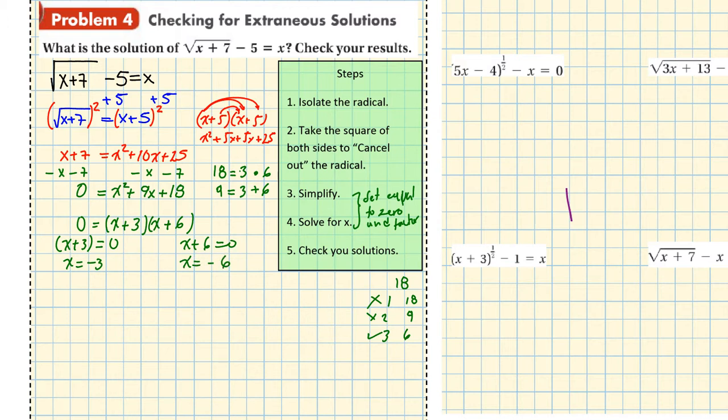Now, the last step is probably the most important step in this process, because sometimes the solutions you get don't always work. What you're going to do next is check your solutions. So let me write the original problem. We're going to plug the solutions that we got into the original problem to check that they work. So we have the square root of x plus 7 minus 5 is equal to x. And I'm going to write it twice because I'm going to plug it in twice.